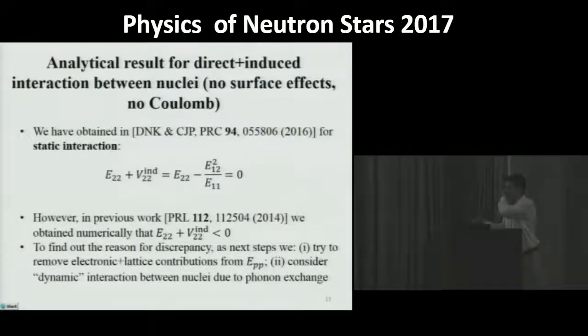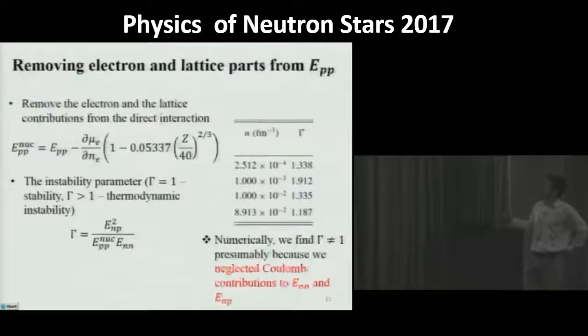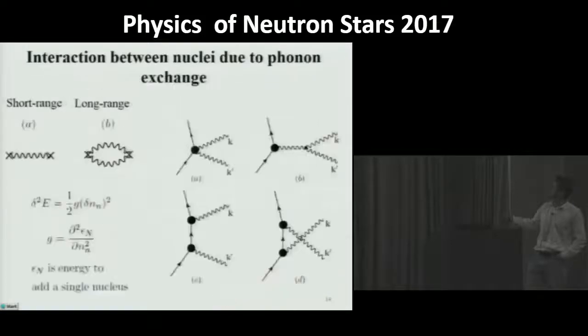So we considered the contribution due to two-phonon exchange. And here we just removed the lattice and the electron parts. We found that there is still instability. The reason is probably that it is tricky to remove Coulomb contributions to ENN and ENP. So then we considered the long-range part of the interaction, which is the two-phonon exchange.